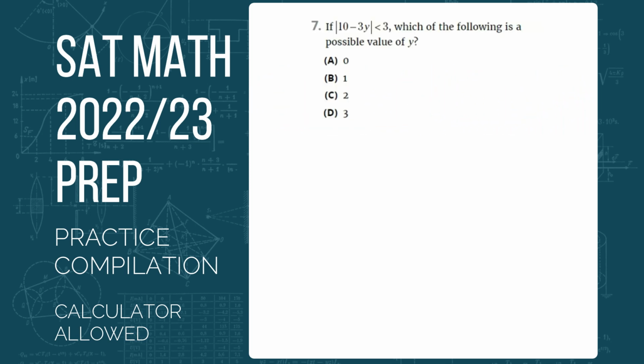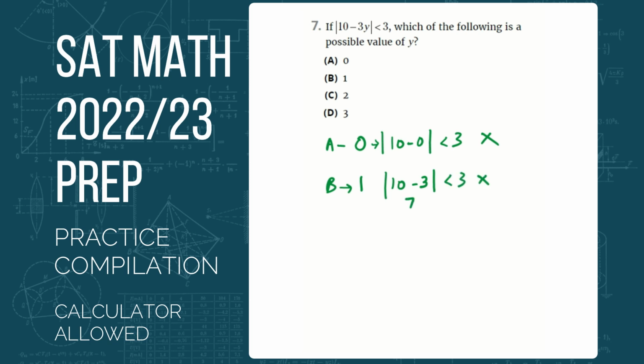If the absolute value of 10 minus 3y is less than 3, which of the following is a possible value of y? Let's quickly plug in these values. Let's take the value in A, which is 0. If y is equal to 0, the absolute value of 10 minus 0, is it less than 3? No. Then B, let y be equal to 1. And let's see, the absolute value of 10 minus 3 times 1 is 7. Is it less than 3?